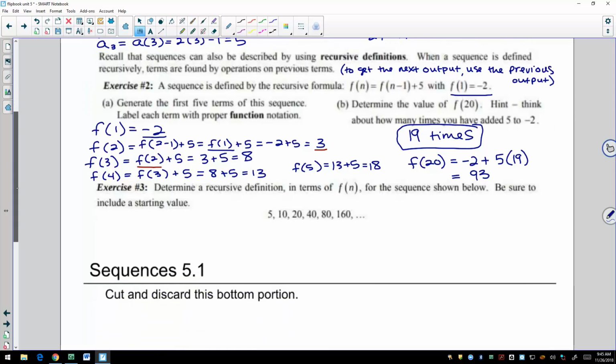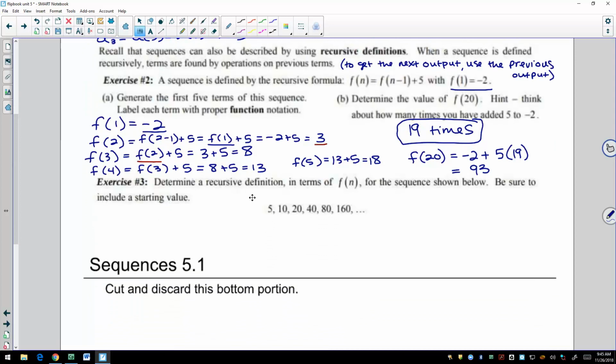All right, next one says, exercise 3, last one, determine a recursive definition. So you're going to come up with, if you look back up here, this f of n. They're going to give you the outputs that you would get for the first term, second term, third term, fourth term, fifth term, sixth term, and you have to try to figure out what did you do to the previous. It's recursive, so you're using the previous output. What did you do to that previous output to get the next output?